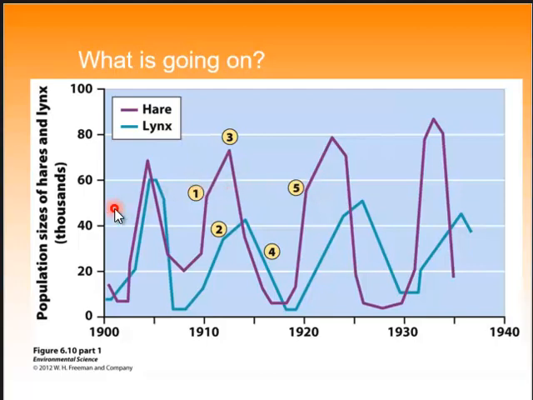However, predator-prey interactions also reveal a little overshoot and die-off. Pause the video and explain what you think is happening to the lynx and hare populations. And when you're ready to check your explanation, play again and go to the next slide.